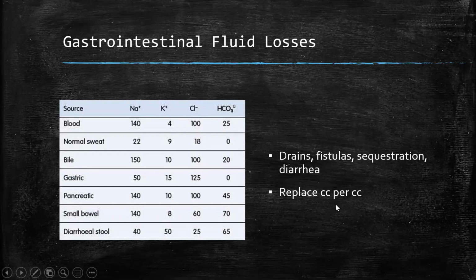And then the usual approach would be to replace that output on a cc per cc basis. So, if the day before they lost 500 cc's to the fistula, then you would write for 500 cc's the next morning, and then you would just adjust that as you go forward on a day-to-day basis. So conceptually, having two different IV fluid orders makes sense. You can certainly combine them into one, and that's probably the most common way people do it. But you really ought to think of it as two separate problems in any event.